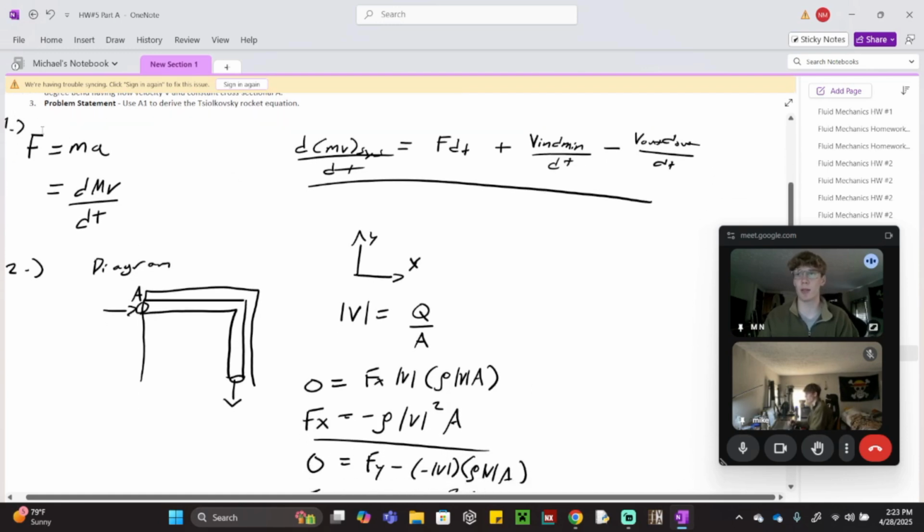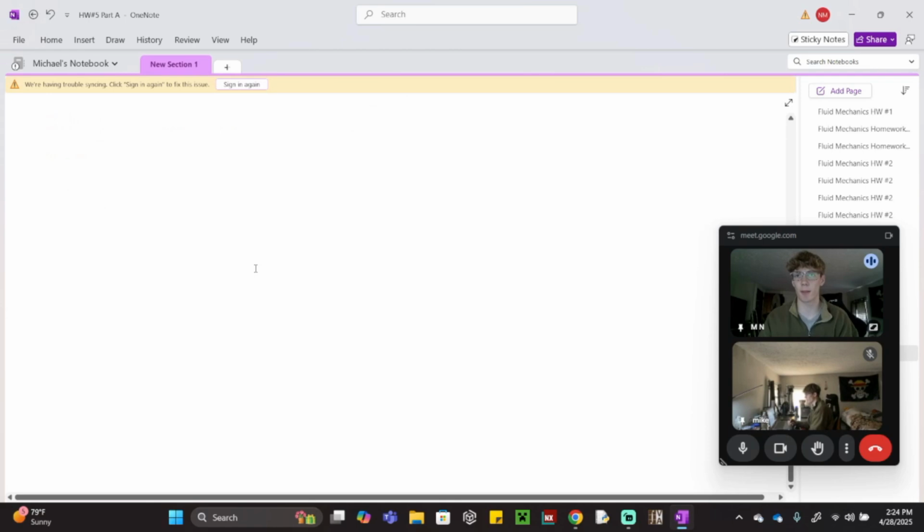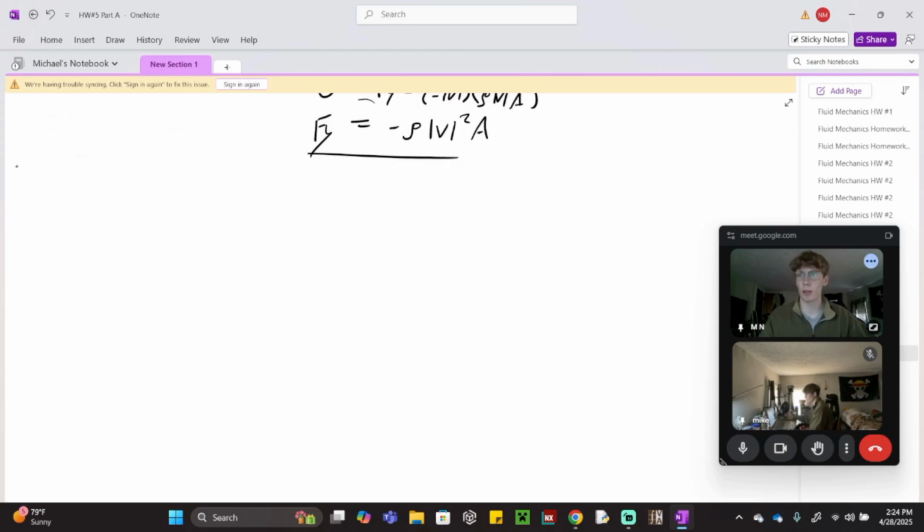So now we can move on to the third problem statement: using A1 to derive the rocket equation. So to start this off, we're going to draw our diagram. We have our rocket, and it is blasting off, and it is pretty much throwing material down to boost itself upward.